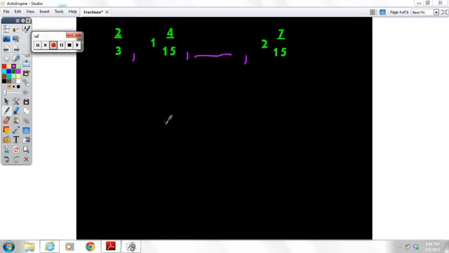Welcome everybody. What I'm going to show you here is how to figure out what fraction would come next in this sequence, in this term.